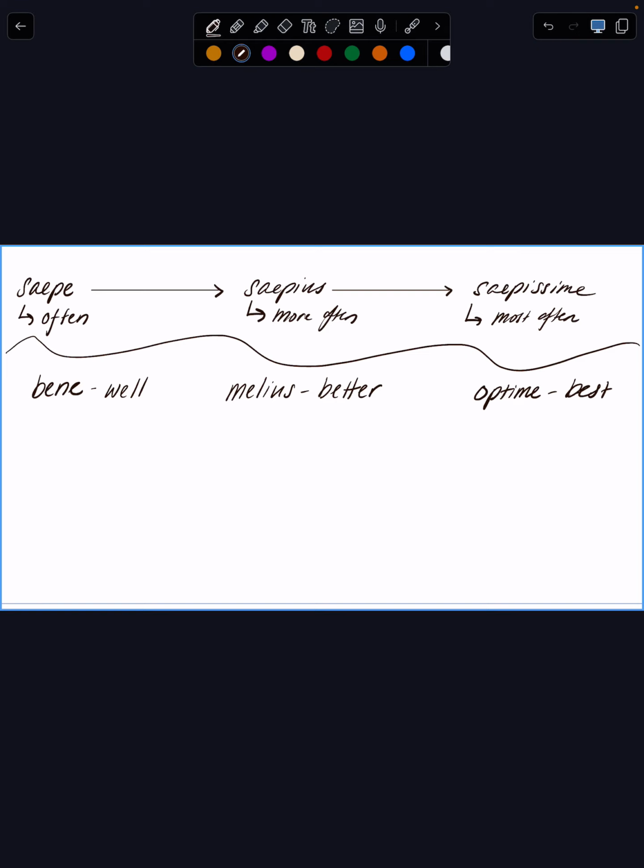Okay, now this one, male, badly. Bad. Okay, so worse is peius, where we get the word pejorative, by the way. So if you speak in a pejorative tone, it's like, bad.